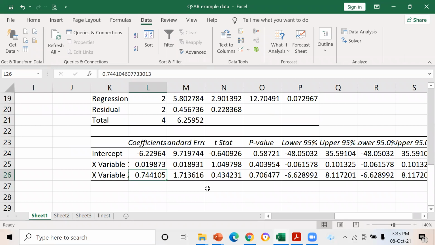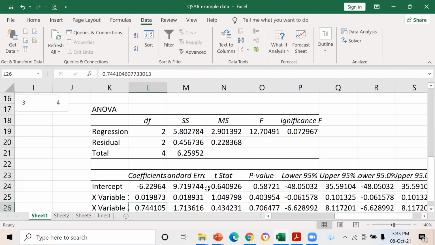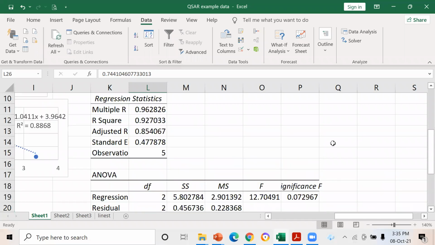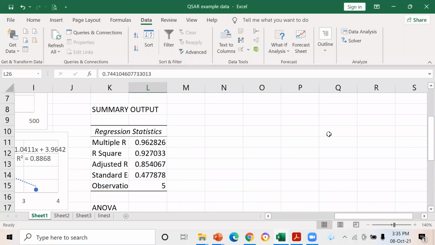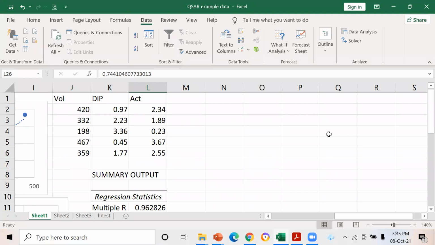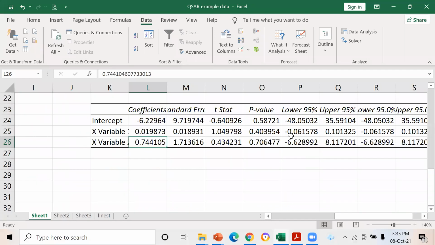And as expected, this is not a good two parameter model. If you know the p value, the p value is greater than 0.05, which means it's not significant. Here all the p values are greater than 0.05. So obviously, with such a limited number of data, it's not a good idea to work on two parameter models, that is, y equals m1 x1 plus m2 x2 plus c. If you have 8, 9, 10 data points, you can work on it.